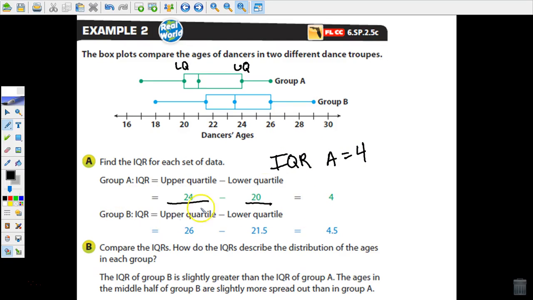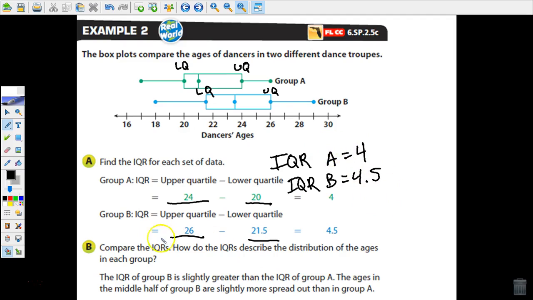Now group B, my UQ is 26. My LQ is in between 21 and 22, so I would say that's 21 and a half. 26 minus 21 and a half. When I subtract them, my IQR for B equals 4.5. So those are my interquartile ranges for A and B.